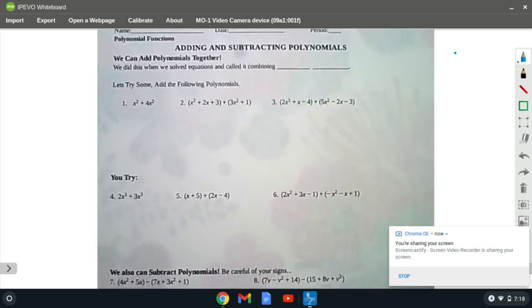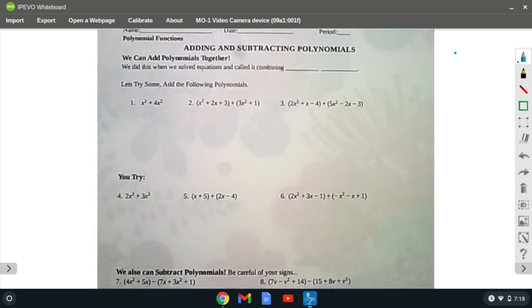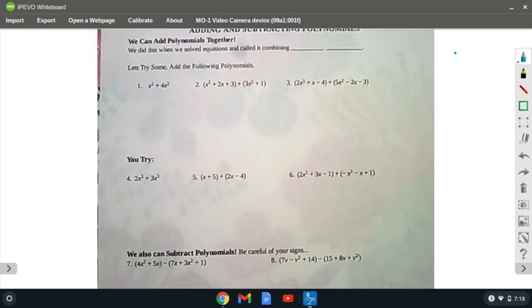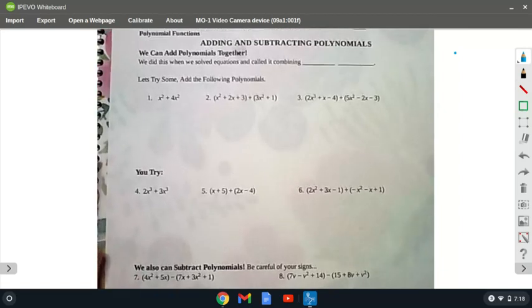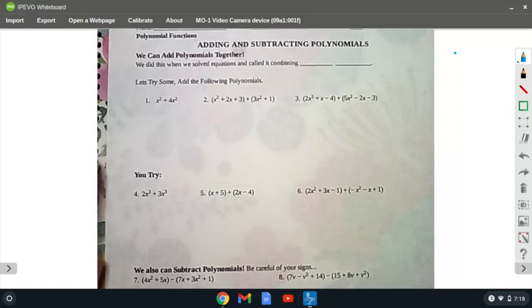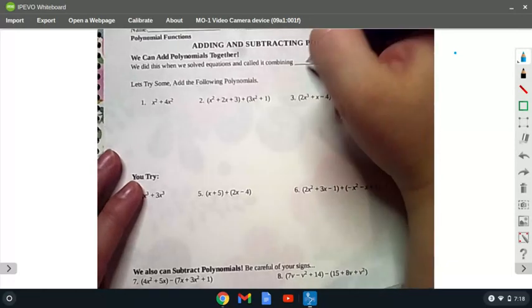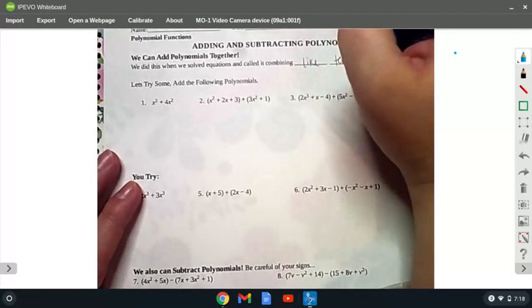Good morning, everyone. Today we are going to add on to what we talked about last class. Last class we discussed what polynomials are and how to classify them. Today we are going to work on adding and subtracting polynomials. Okay. We did this when we solved equations, but we called it combining like terms.